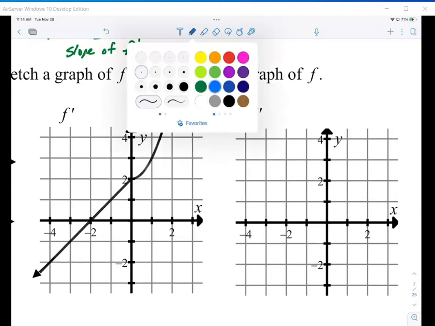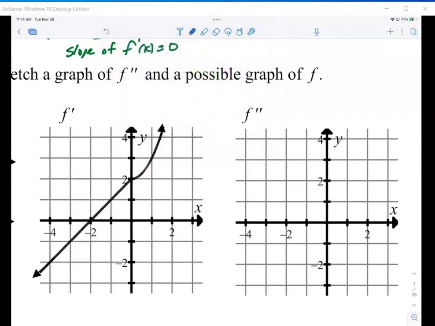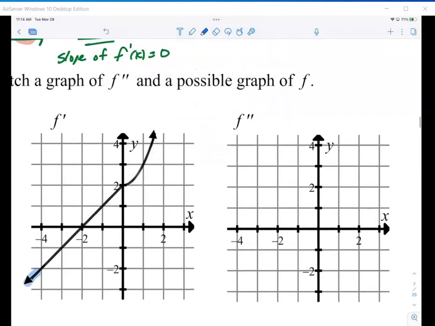Now, all the way through here, it actually has a very consistent slope, right? And the slope of this line, it goes like up 1 over 1. So the slope is positive 1 all the way up until there. That's my slope. Okay?